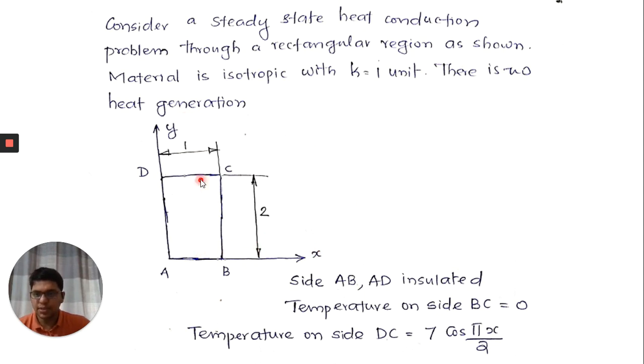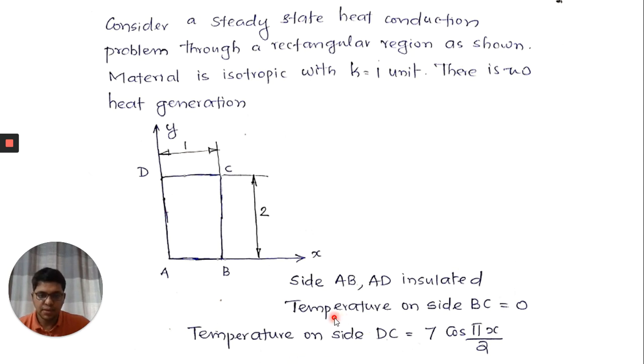Now, if you look at this rectangle, it has a length of 2 units and a breadth of 1 unit. And what are the other conditions which are given? Side AB and AD are insulated. So that means this side AB and this side AD are insulated. So what does that mean? That means there is no heat flux from this side to outside.